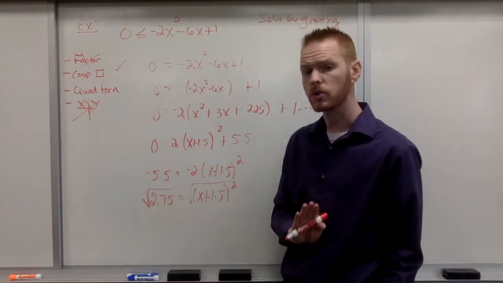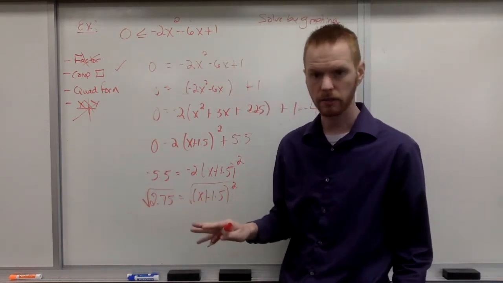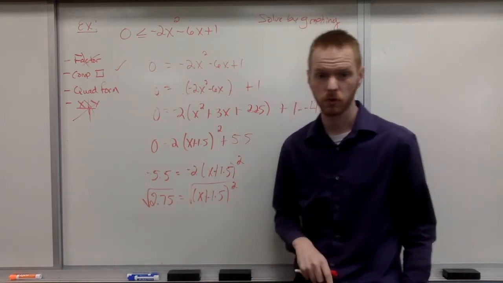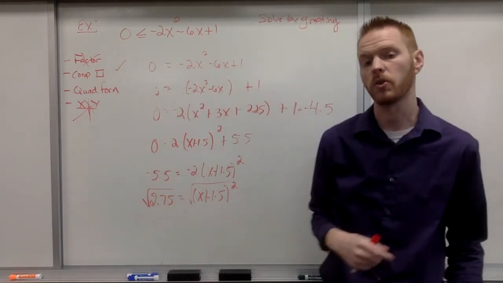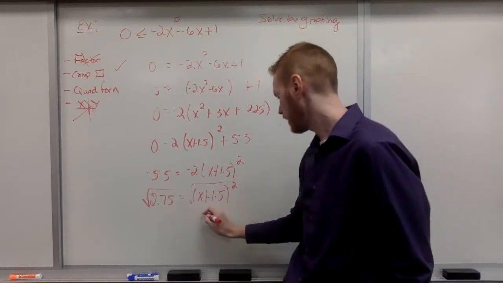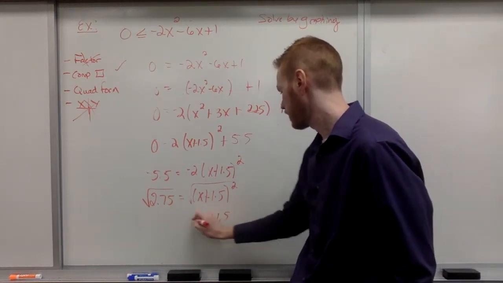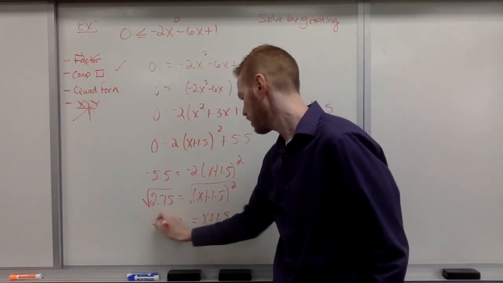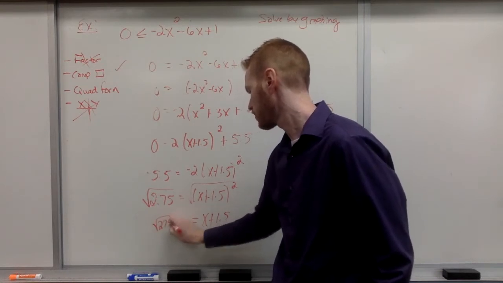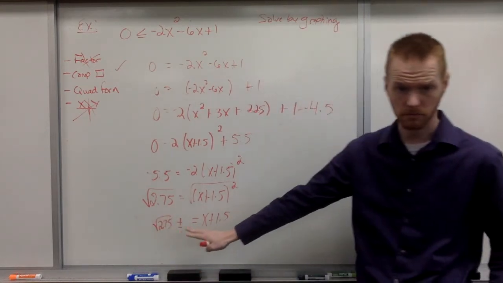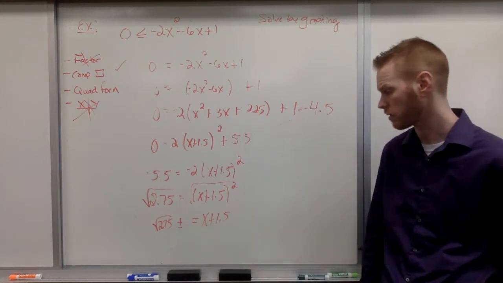Now what I'm going to do, because I want to type this in the calculator, makes it easier for me, I'm going to leave it as the square root of 2.75. My calculator is going to hold all those values. On this side, I get x + 1.5 equals positive or negative the square root of 2.75. Okay, we're still going to indicate that there's two solutions to this square root.